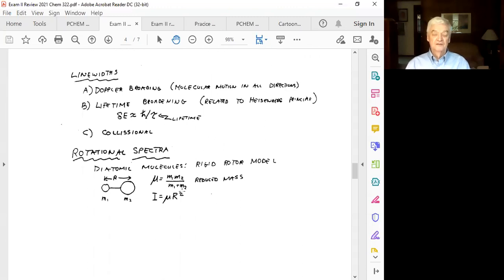Okay, then we went over to rotational spectroscopy, and much of our discussion and what you can expect to see on your exam has to do with diatomic molecules. These are not the most important molecules, but they're the easiest to understand, and the same kind of concepts carry over when we look at polyatomic molecules.